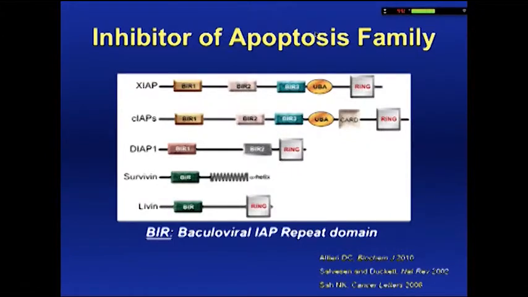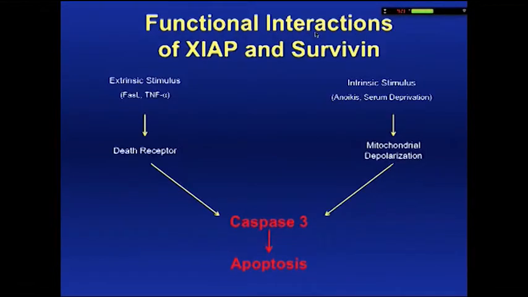There are currently 8 that have been described in mammals, and they are all characterized by the presence of this baculovirus IAP repeat at the amino terminus of the protein. In vitro, this is necessary for the ability of all family members to inhibit apoptosis. And how do they do that?